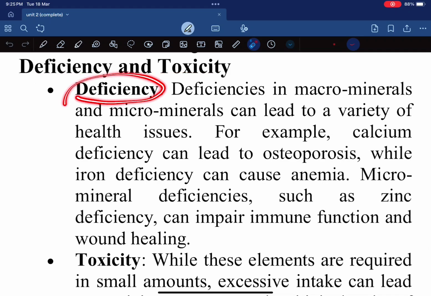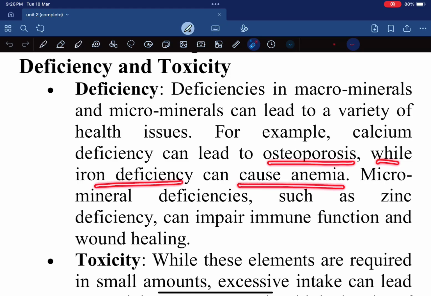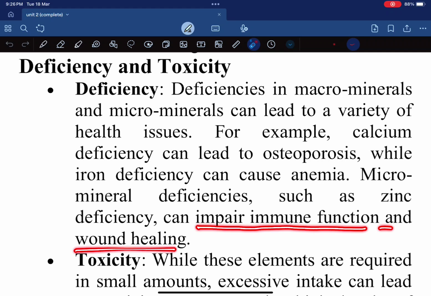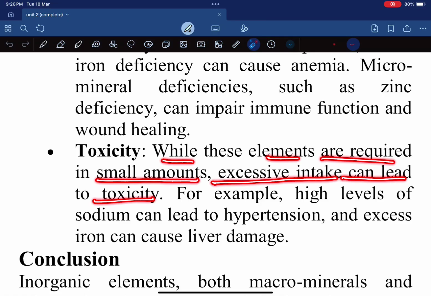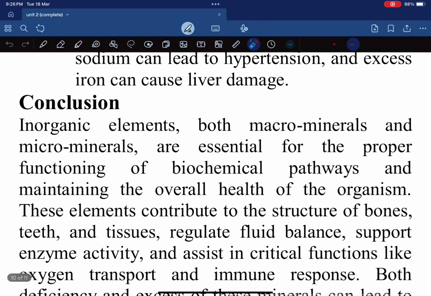Deficiency and toxicity. Deficiency: deficiencies in macrominerals and microminerals can lead to a variety of health issues. For example, calcium deficiency can lead to osteoporosis, while iron deficiency can cause anemia. Micromineral deficiencies, such as zinc deficiency, can impair immune function and wound healing. Toxicity: while these elements are required in small amounts, excessive intake can lead to toxicity. For example, high levels of sodium can lead to hypertension, and excess iron can cause liver damage.